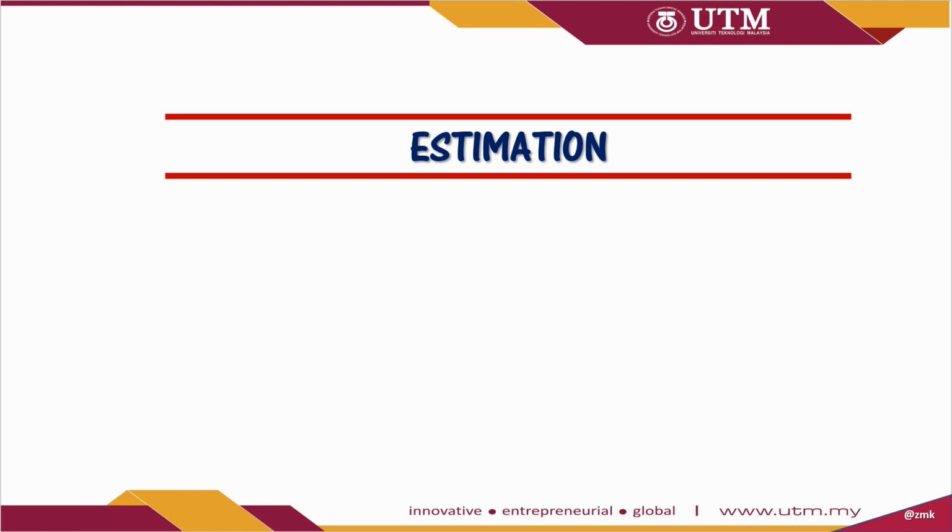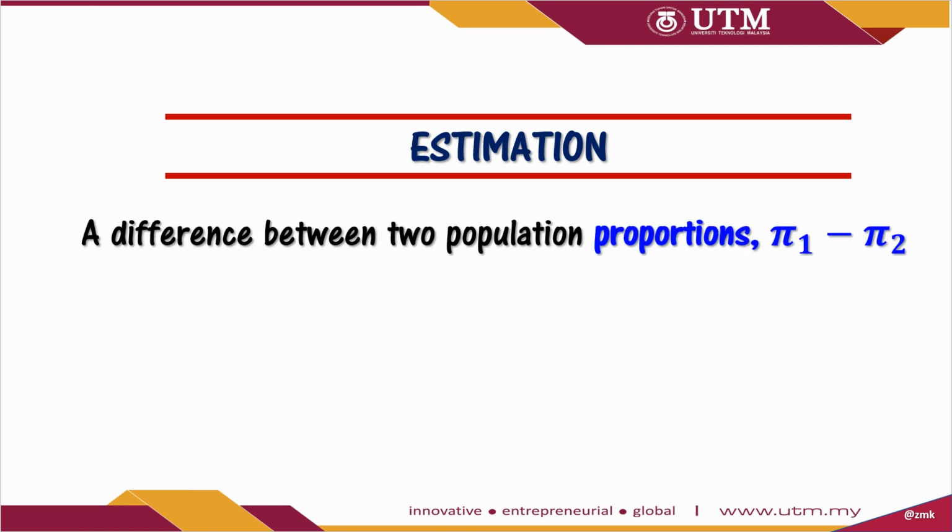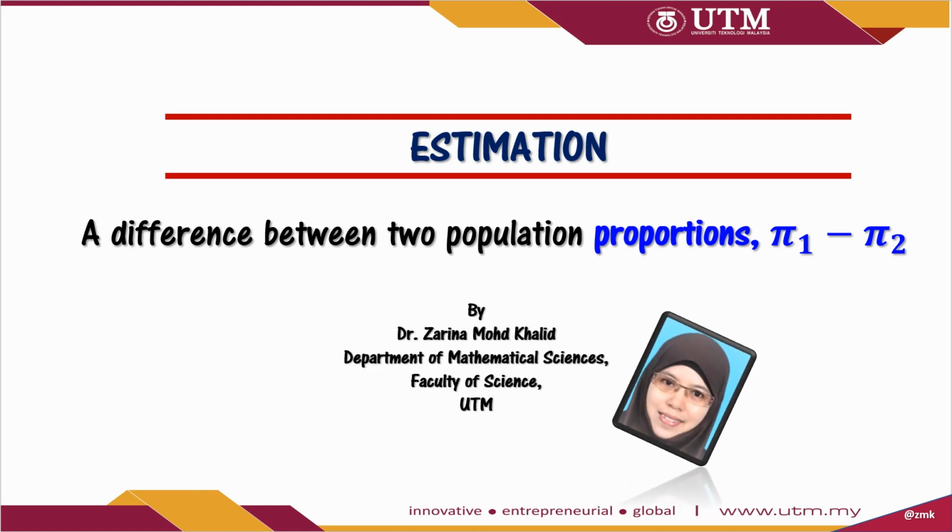We are still in the estimation chapter, but this time we will explore how to estimate the difference between the two unknown population proportions of success or failure, denoted by pi1 minus pi2. Let's go.